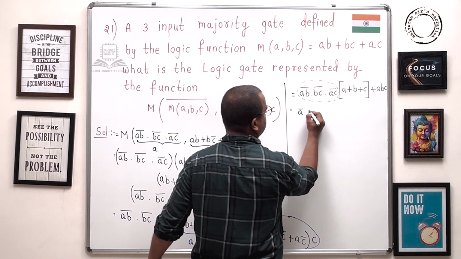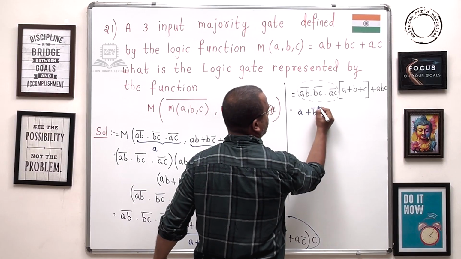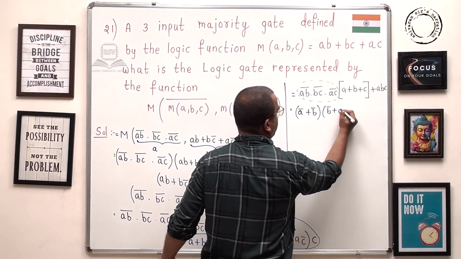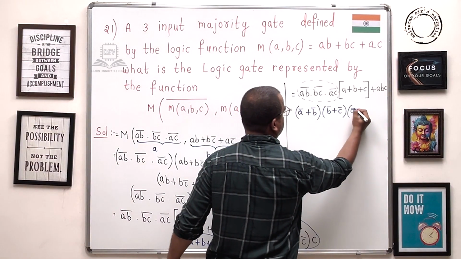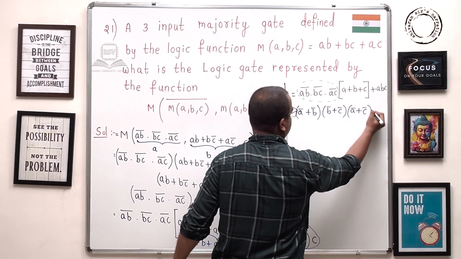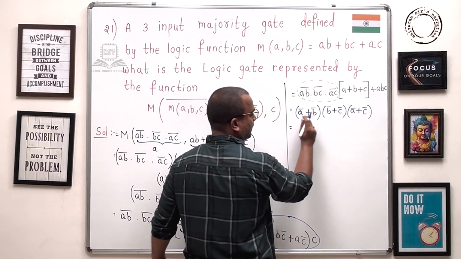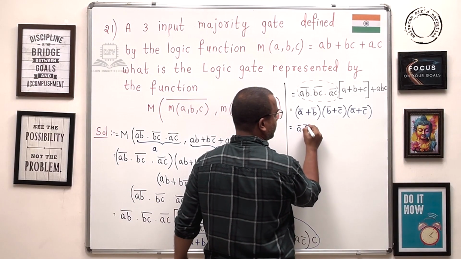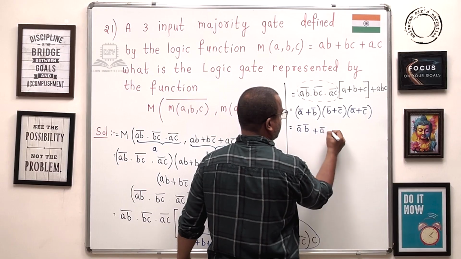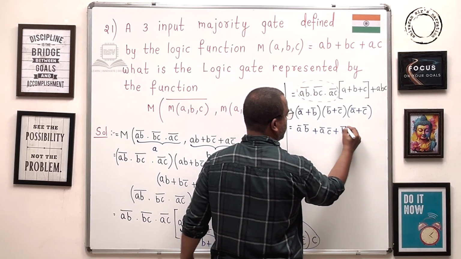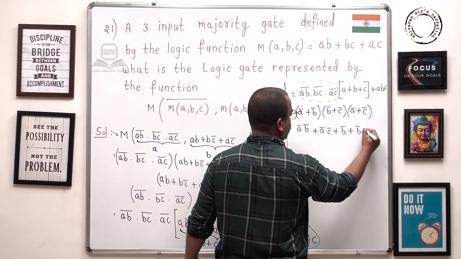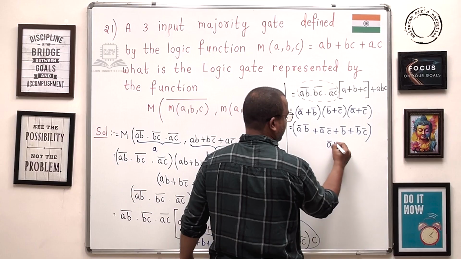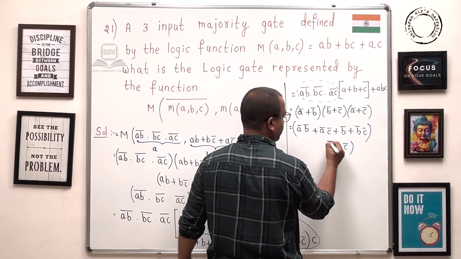Okay guys, again here we can simplify this term as well, that is A bar plus B bar, B bar plus C bar, A bar plus C bar, isn't it? Yes. And when you simplify this, what do you get? A bar into B bar, A bar B bar, A bar C bar, B bar, B bar C bar. Again, this as it is, A bar plus C bar.